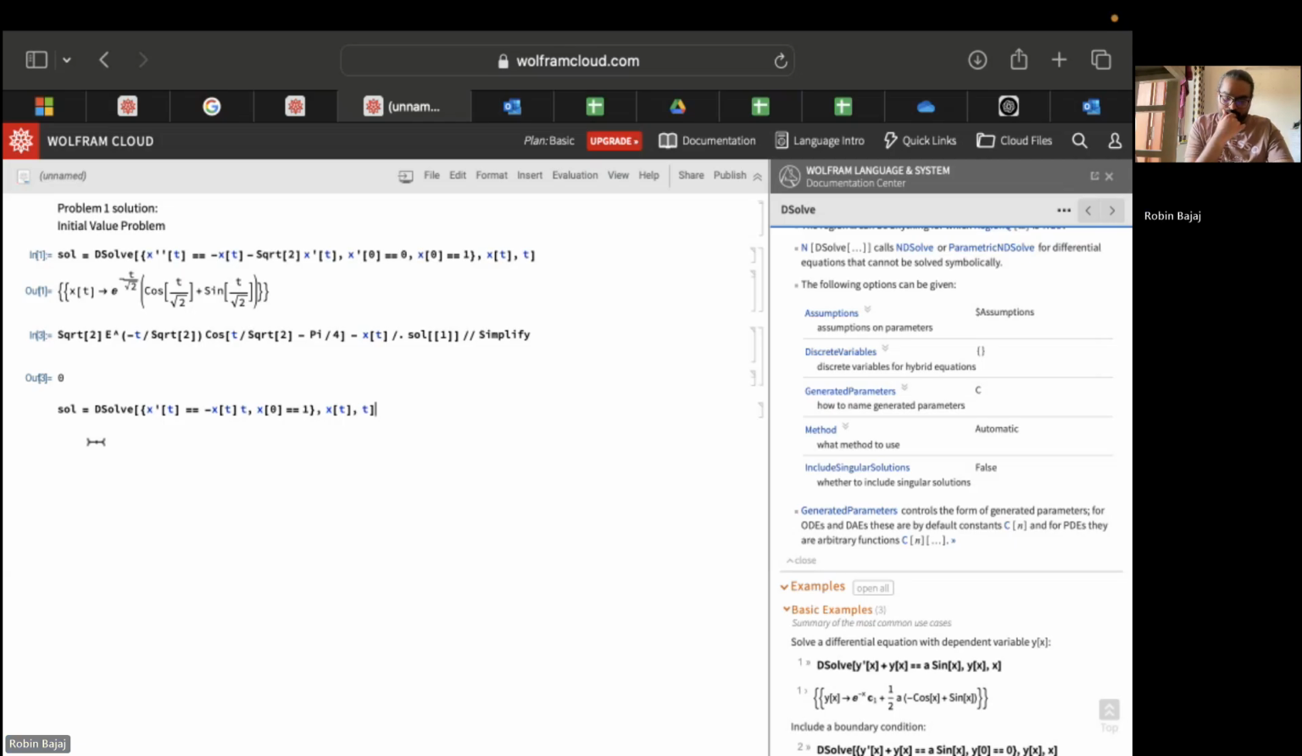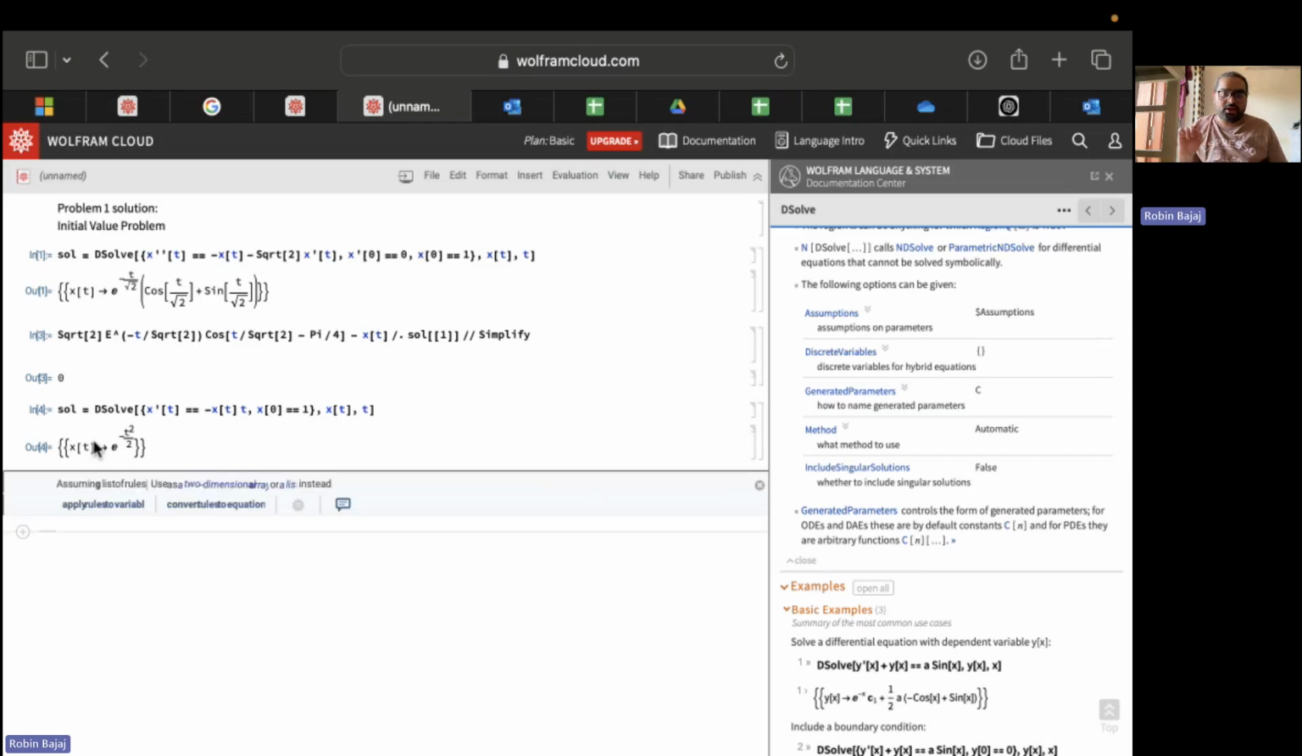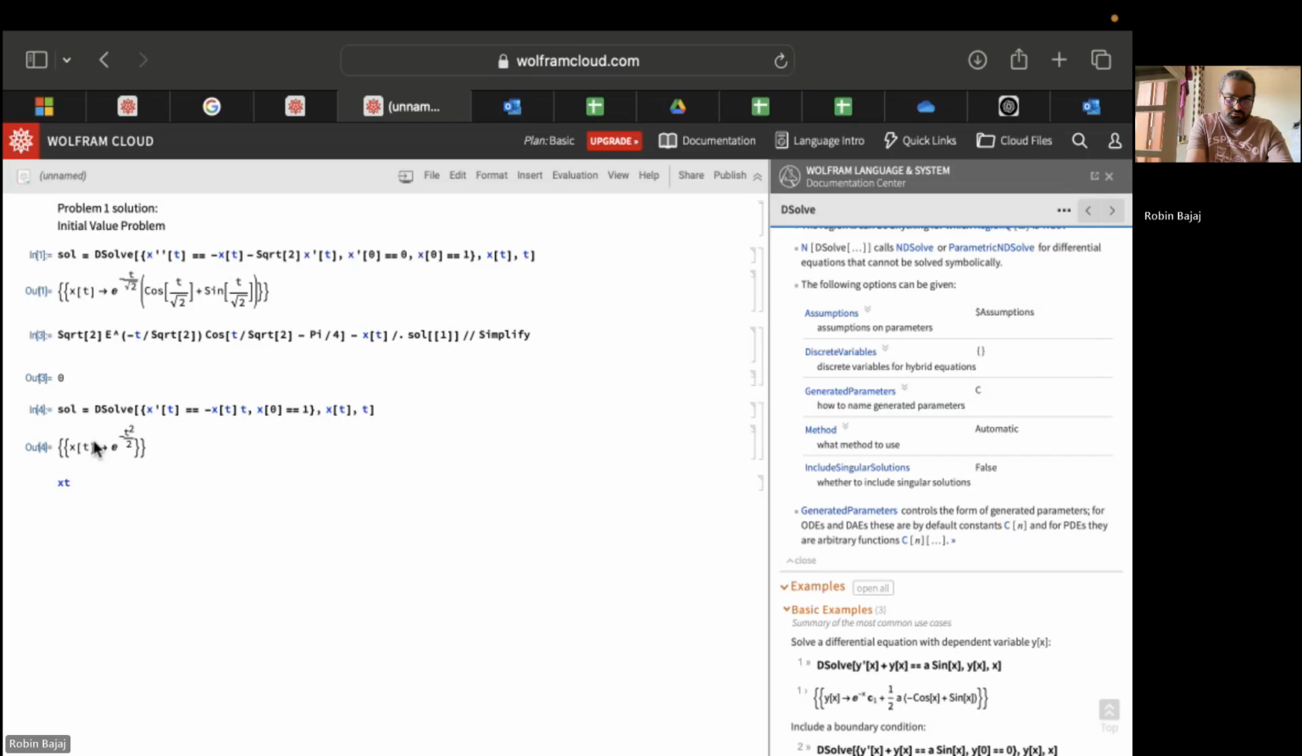Okay. Okay, yeah, we have put the condition, so it should give me the correct thing. So it gave me e to the power minus t square by 2. Now let's plot this. So let me extract the solution out of this. Then we will plot this. So how will you extract the solution? It's x of t slash dot first.